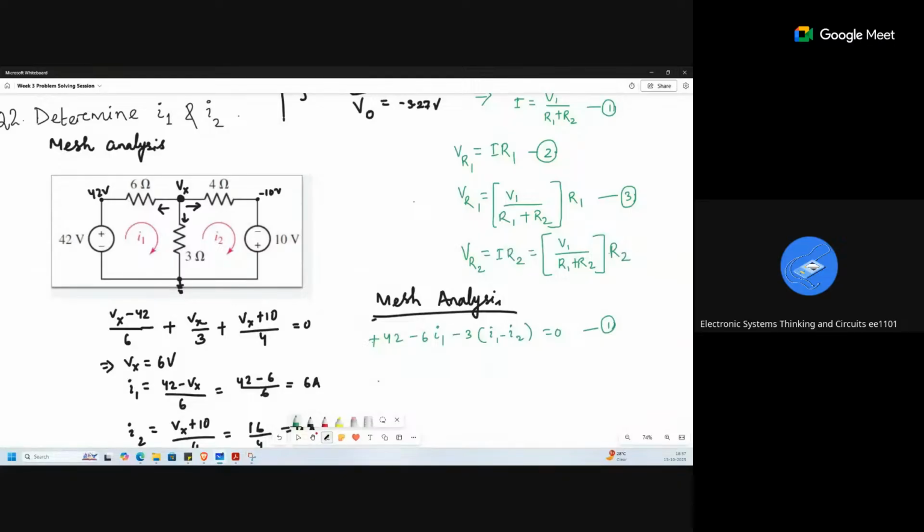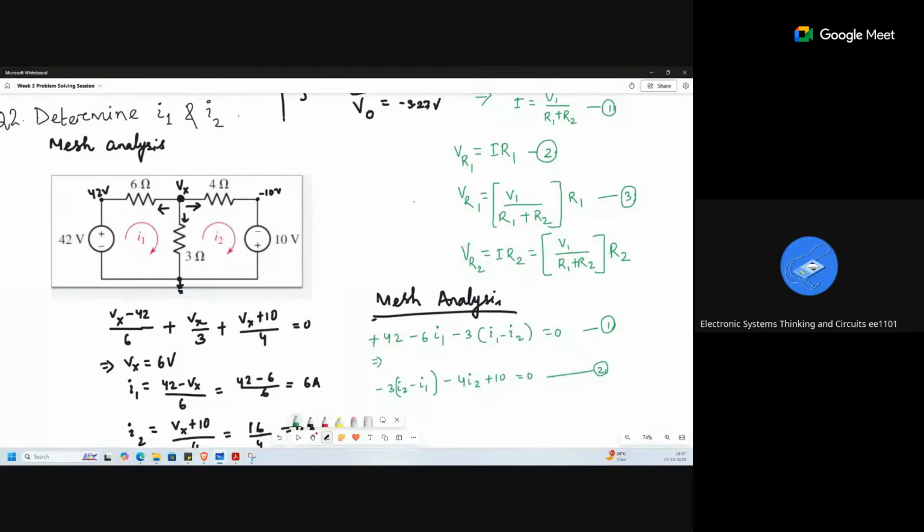For the second loop, minus 3 I2 plus 3 I1, minus 4 I2, plus 10 is equal to 0. Very good. So this is equation 2.